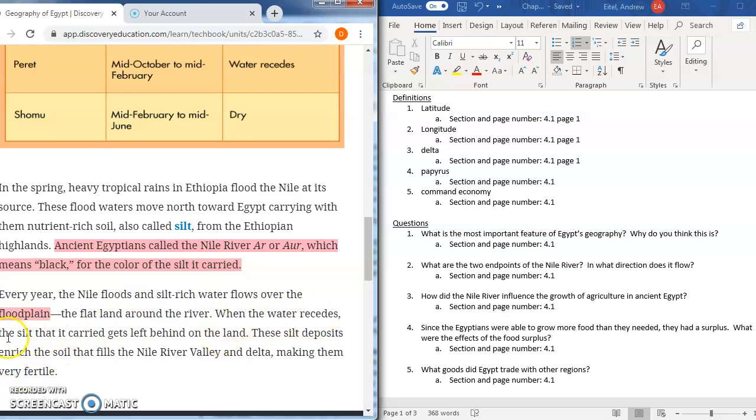When the water recedes, the silt that it carried gets left behind on the land. These silt deposits enrich the soil that fills the Nile River valley and delta, making them very fertile.